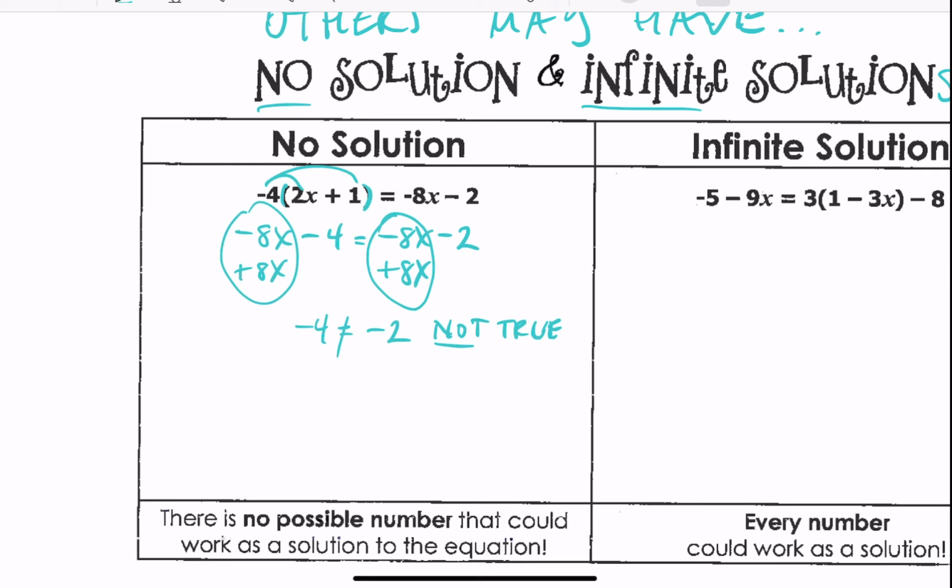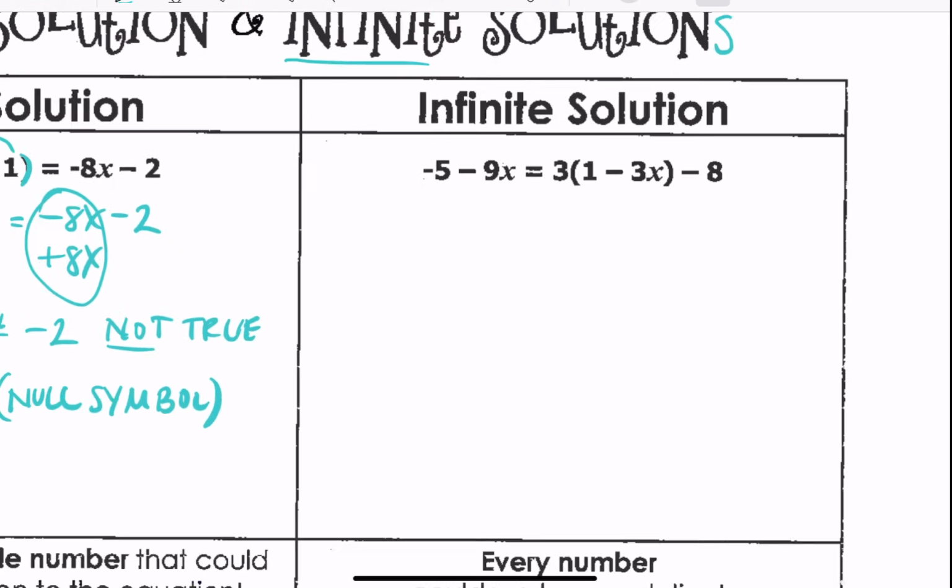So there's no solution for this equation that we started out with, and they call that the null symbol. That's what we use when we say there's no solution to an equation. That's different from a 0, because a 0 can be a solution. So this means that there is no possible number that could work as a solution to the equation. That's what you answer when you get an answer that's not true. Let's look at the next one.